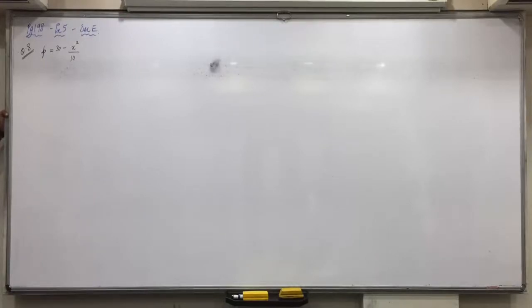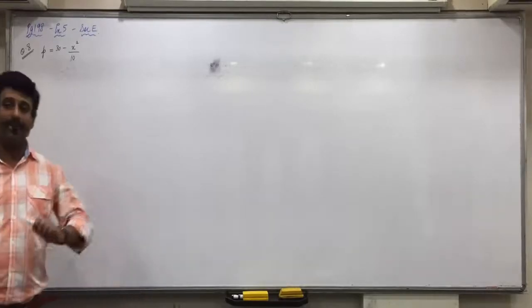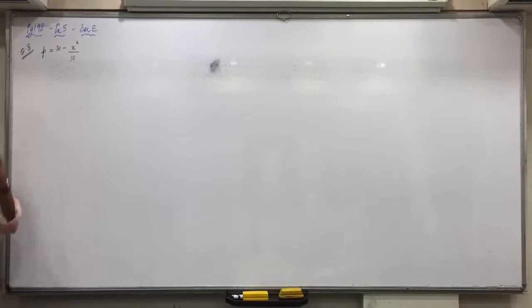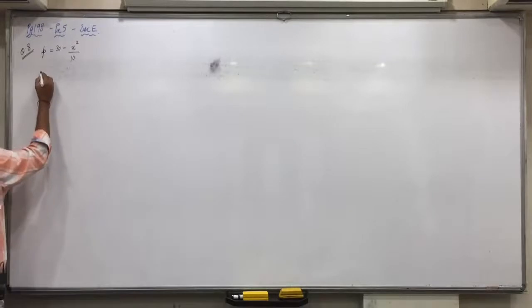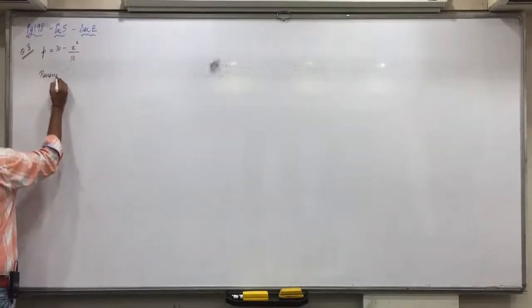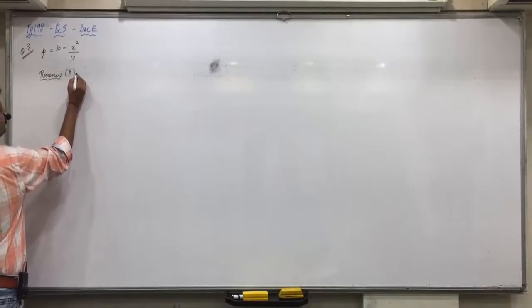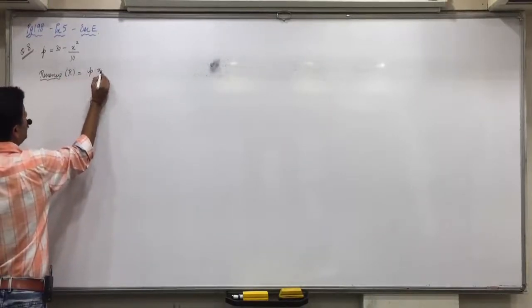Find the demand and price for maximum revenue. Maximum revenue itself is not asked, but demand and price is asked. So, first of all, we need the revenue function, which I discussed yesterday with you. The revenue function would be equal to P into X. R is equal to P into X.